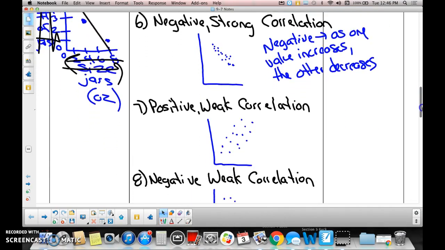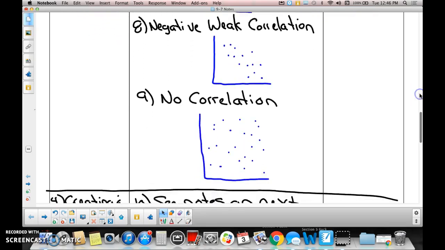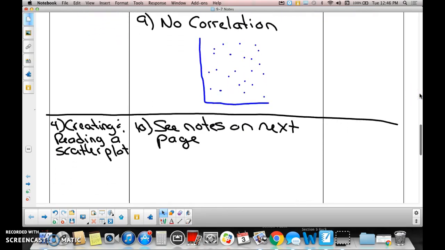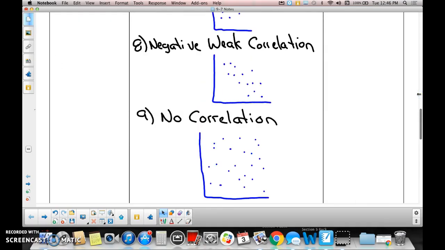I'm going to skip over negative weak correlation, and no correlation is our last one. What does no correlation mean? We have a graph like number 9. What does that mean? Matthew? There's no line of best fit. Yeah, the line of best fit really does us no good because all of the data is completely scattered all over the graph.